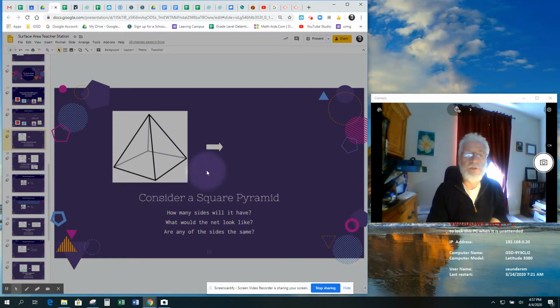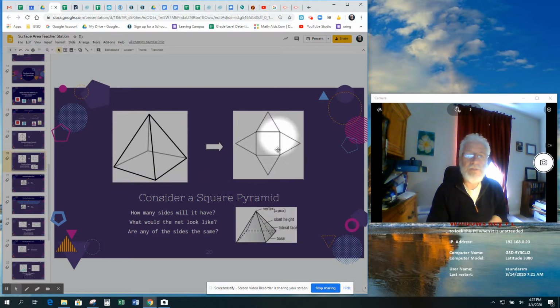Okay, so let's consider a square pyramid. How many sides would it have? Well, let's think. We've got the base, so that's one side. And then we have a triangle for every side that comes up to the vertex or the apex, and there will be 4 of those, so 4 plus 1 is 5. All right, so it would have 5 sides, and the net looks like this: a square in the middle, and then triangles on the outside. So this would be the net shape. If you cut down all of the sides and opened it up like a piece of paper, you would see this net shape.